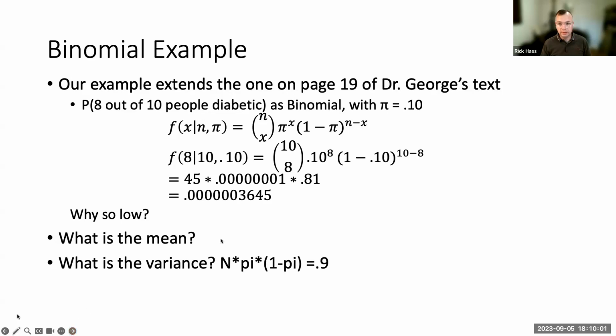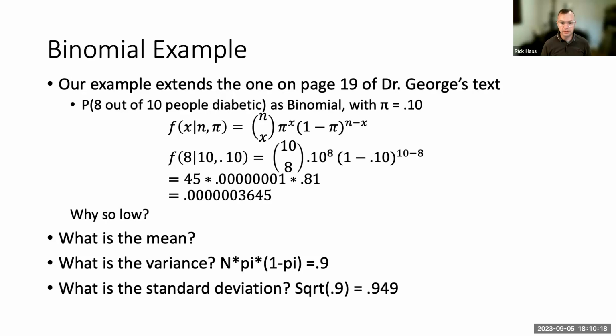So the mean is 1, right? The expected value in this case is 1. Variance is 0.9. So again, variance gives us some measure of fluctuation. Right? It's not very large in this case relative to the mean. The standard deviation is even more helpful, right?